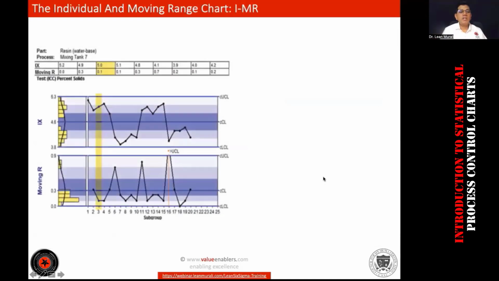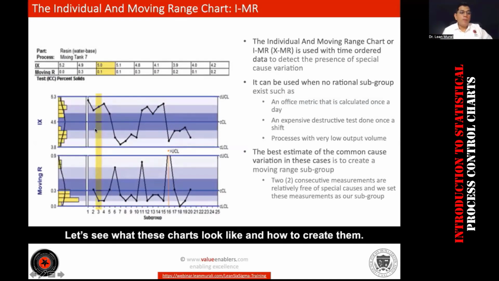So in the IMR chart, if you see here, at the top, individual values are plotted. In the bottom, the ranges are plotted. What does it mean? The first 2 data points, if you take the difference, that is called a range. Moving range. All of you type MR in the chat box. Individual and moving range. IMR. Individual moving range.